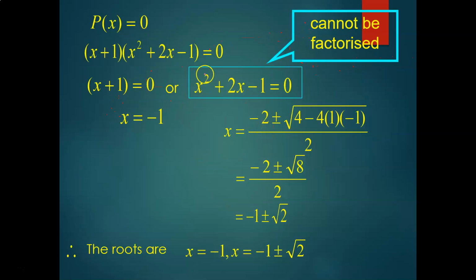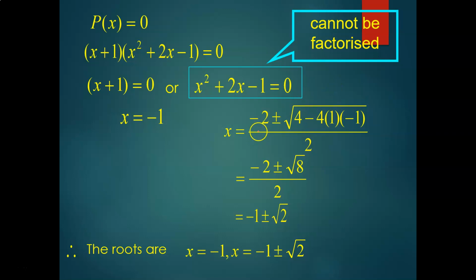So x plus 1 equals 0, and the other one will be x squared plus 2x minus 1 equals 0. If you have a quadratic, first you want to factorize. But in this case, this quadratic equation cannot be factorized. So you need to use the other method, the formula. Negative b plus or minus the square root of b squared minus 4ac, divided by 2a. So you have to check back your chapter 2, quadratic equations.